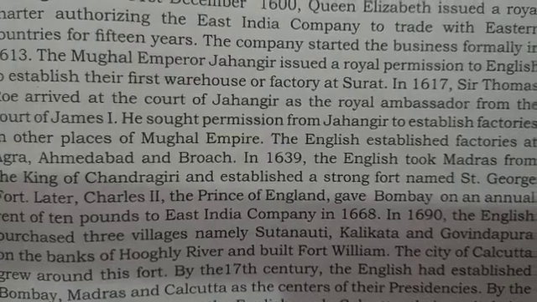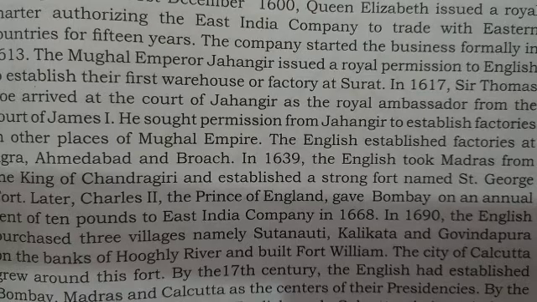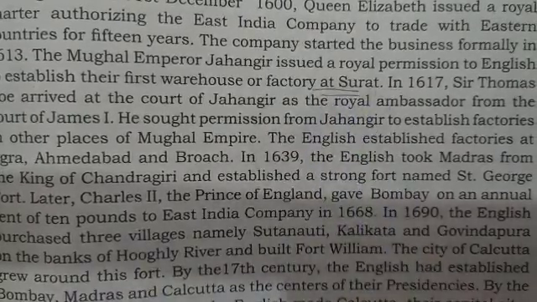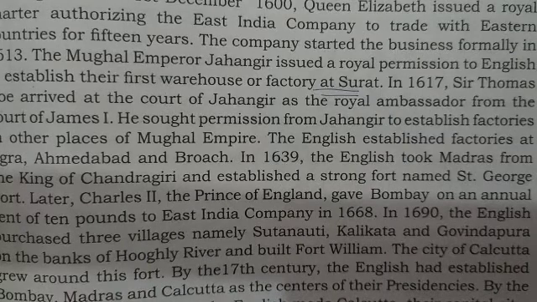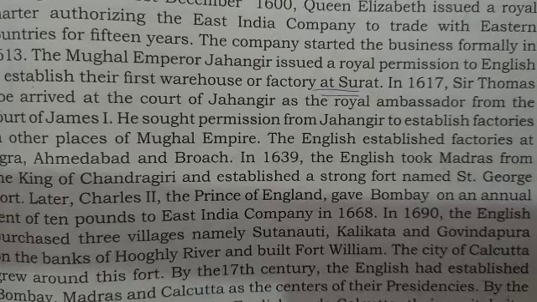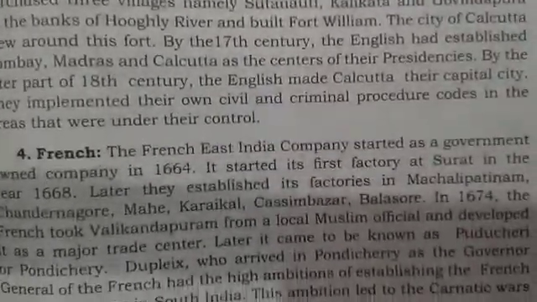The Mughal Emperor Jahangir issued royal permission to the English to establish their first warehouse or factory in Surat, in the year 1617. Sir Thomas Roe arrived at the court of Jahangir as a royal ambassador from the court of James I. We can say the real rule of the British started in the year 1613, from the Mughal Emperor. We will be speaking about many things of the English in the coming session.